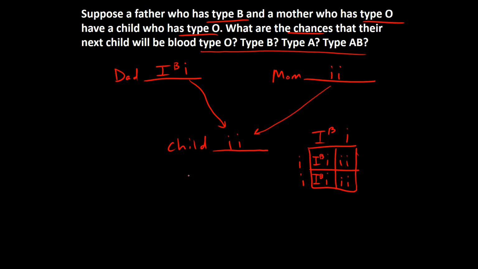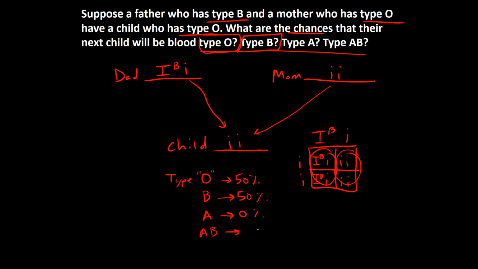So let's do all of the questions here. What's the percent chance that they have blood type O? That is going to be 2 of these, so 2 out of 4 is 50%. What is the percent chance that they get type B blood? That is also a 50% chance, because both of these, so 2 out of 4, 50%. What's the percent chance that they get type A blood? 0%. What's the probability to get AB? That is also 0%. So this is your answer.